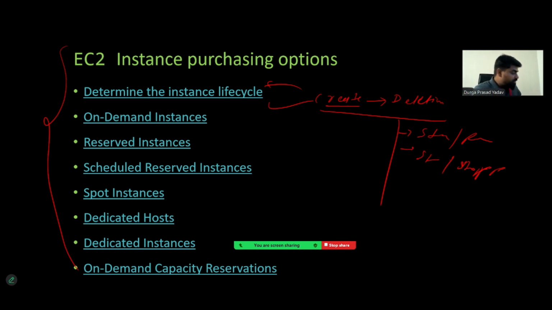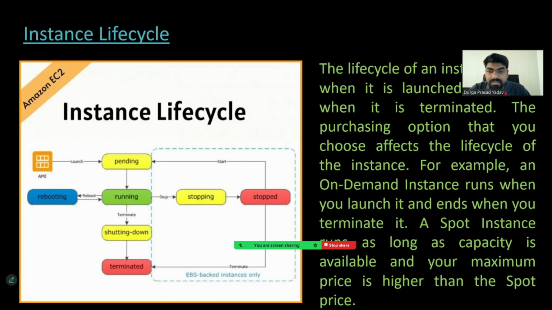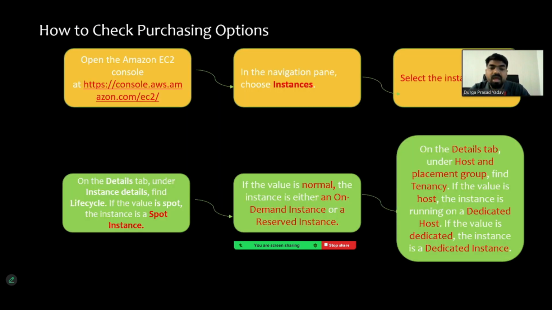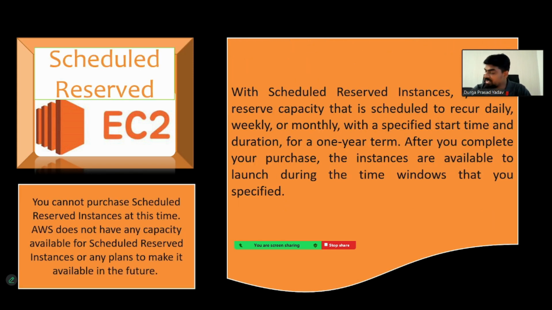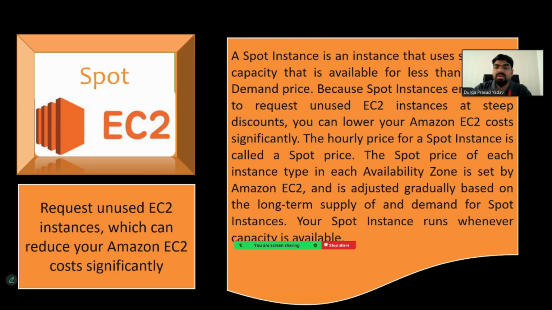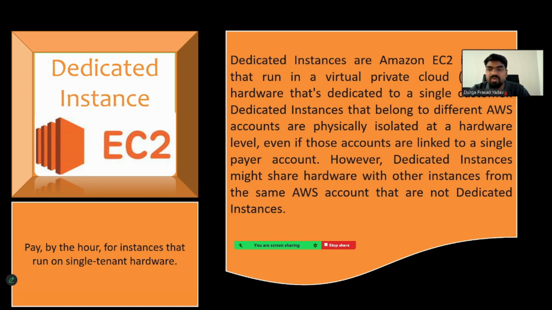And you can see, I have told you five types are there right in front of you. Here, on demand, reserved, spot, because scheduled we are not using. So overall, we have gone through the life cycle, how to check the purchasing option, what is on demand, what is reserved, scheduled is not available now, spot instance we have seen, dedicated host and dedicated instance we have seen in detail.